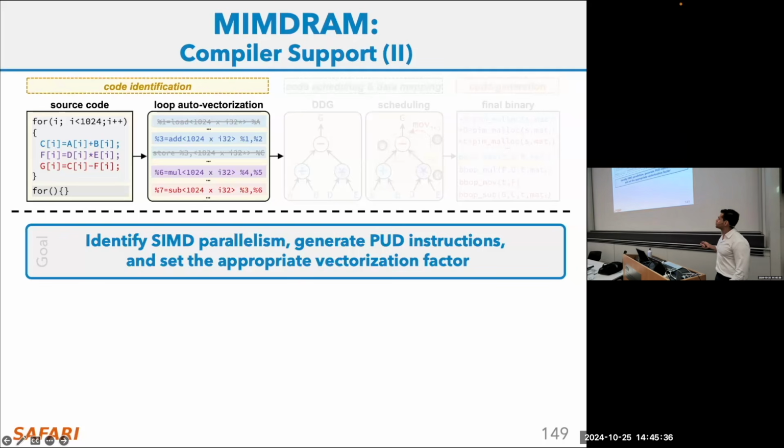And instead of just using regular CPU vector instructions, we are going to convert those vector instructions down the line to process using DRAM operations. And this auto-vectorization engine allows us to identify what should be the target vectorization factor for that SIMD instruction. So, for example, this loop here operates over 1024 elements. So the maximum vectorization factor that we can use for this loop is this number of scalar operands that is going to be used, which is 1024.